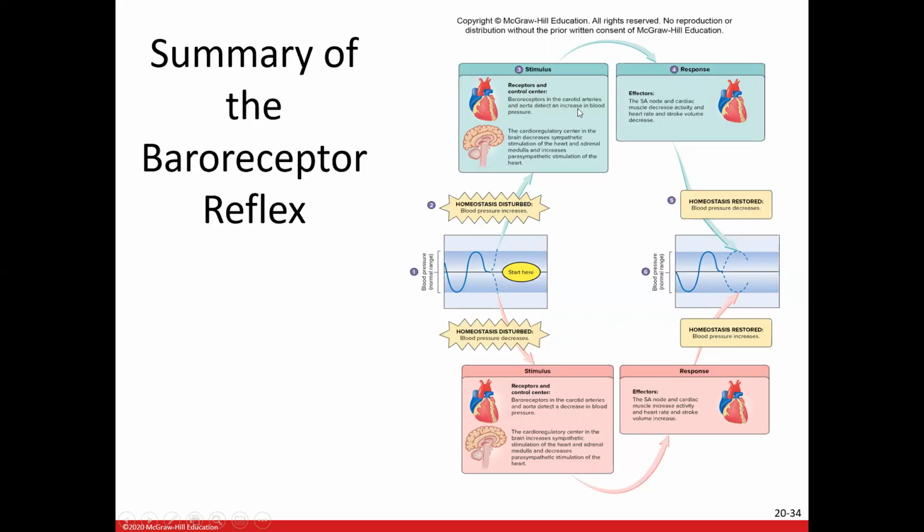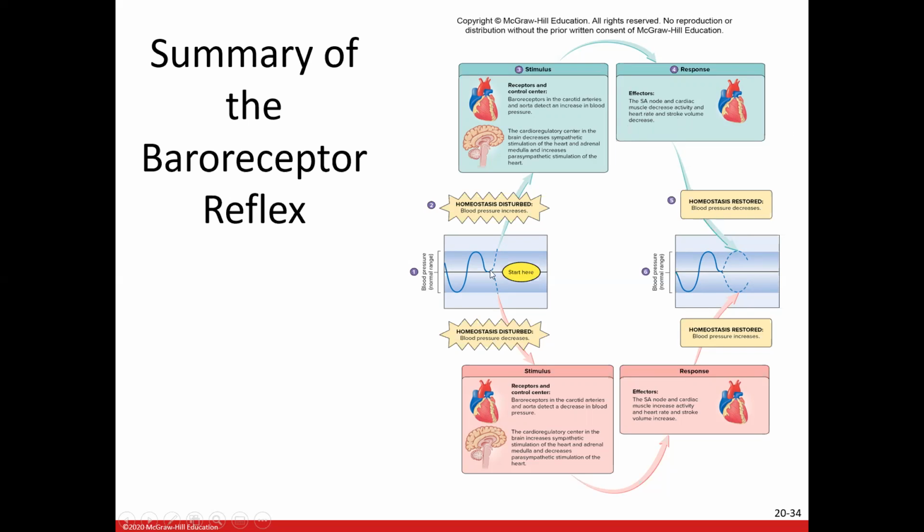Baroreceptors are located within the carotid arteries and within the heart. That will then signal the brain that we need to have sympathetic stimulation and some parasympathetic stimulation to then change the heart rate itself. Those stimulatory pathways will then go to the sinoatrial node and ultimately fire fewer action potentials, thus decreasing the heart rate as well as the stroke volume, ultimately lowering blood pressure.